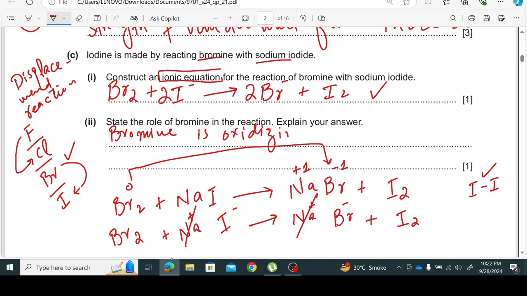Oxidizing agent. How can you say it? Why is bromine an oxidizing agent? You can say it is oxidizing this iodide ion. It has a negative charge, and it is converting into the zero oxidation state. When any atom or molecule is written independently, without anything else, its oxidation state will be 0. So now bromine is actually oxidizing it. From negative to 0, it is being oxidized.